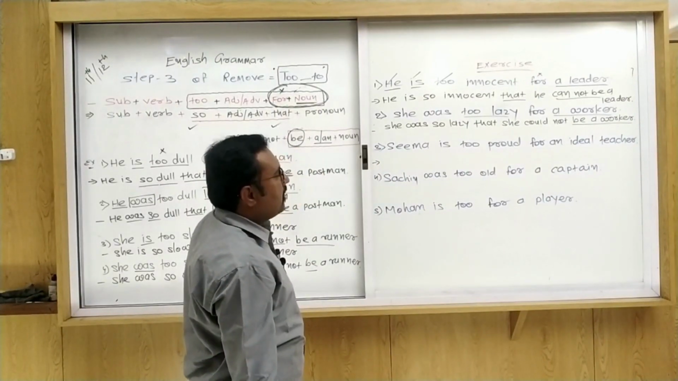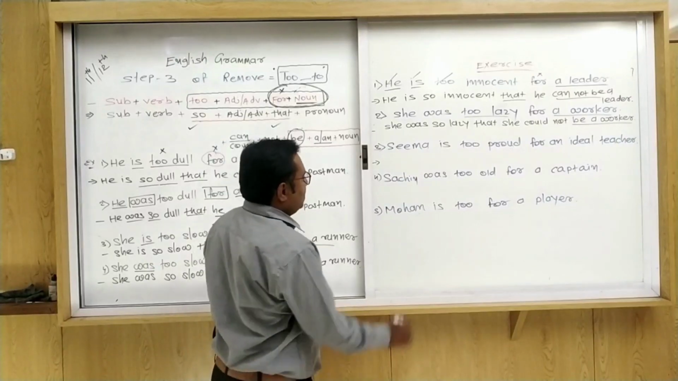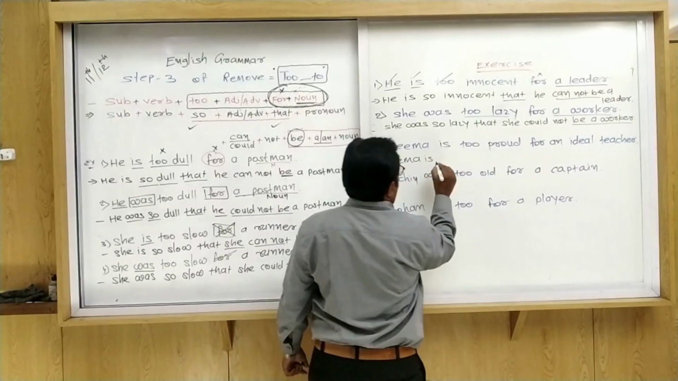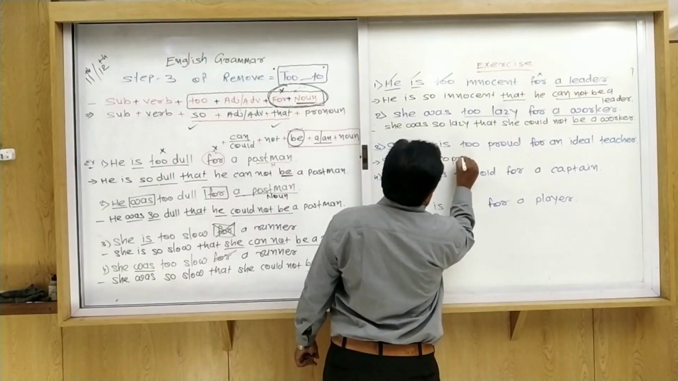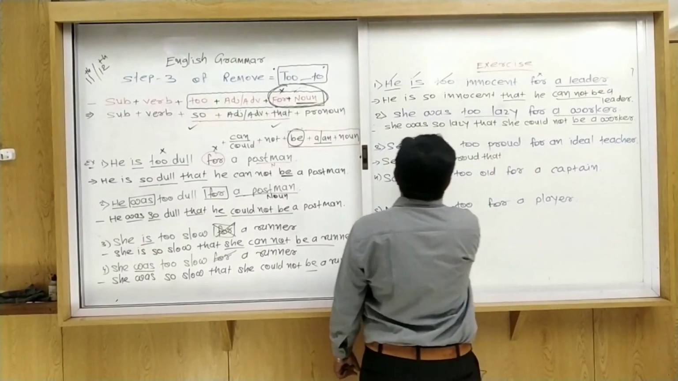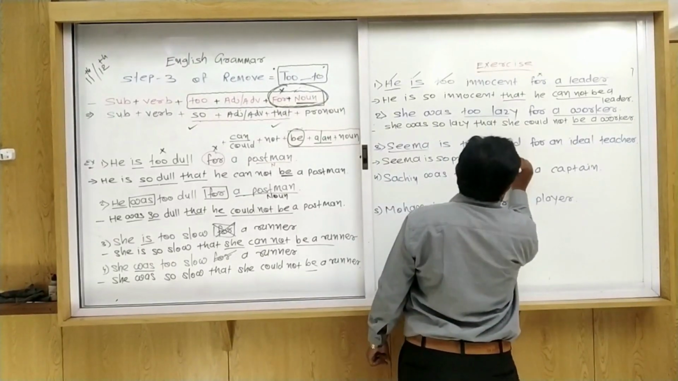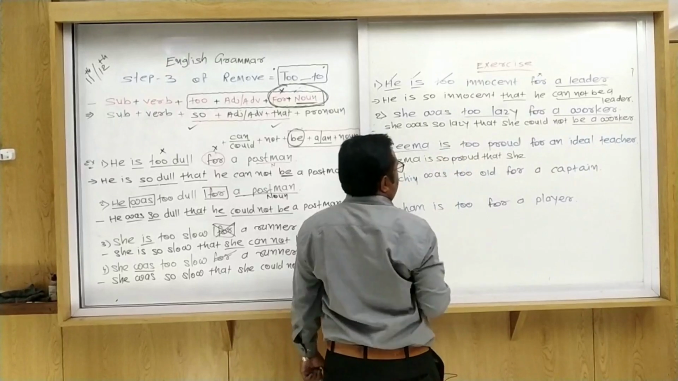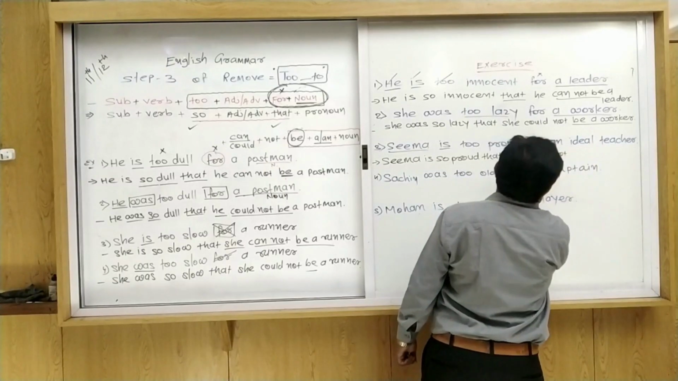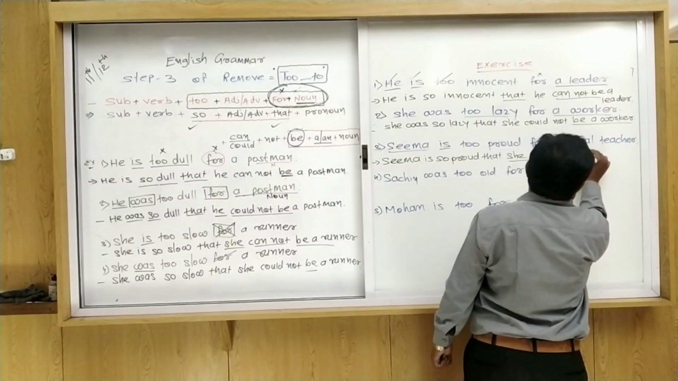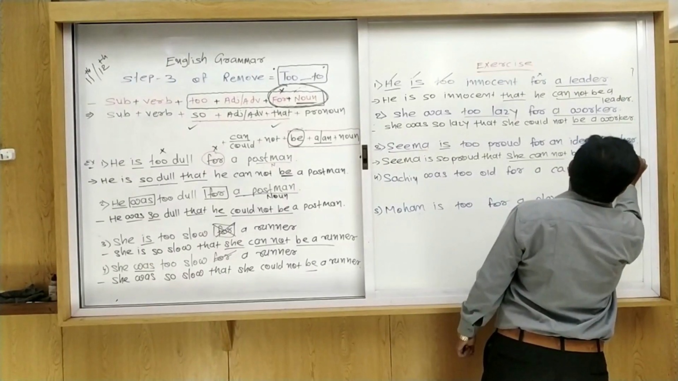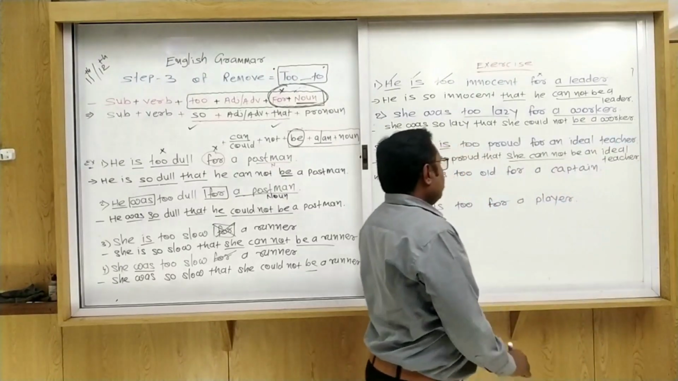Seema is too proud for an ideal teacher. So, Seema is so proud that Seema. Which pronoun can we use here? She. Which tense is used? Simple present tense. So, cannot. She cannot be an ideal teacher.